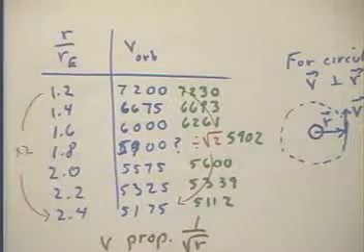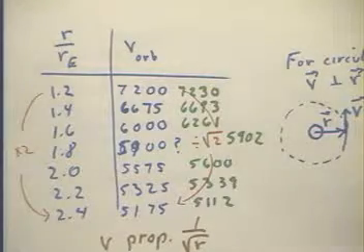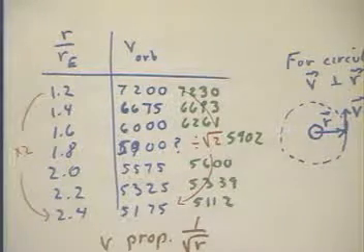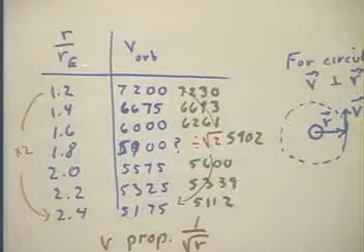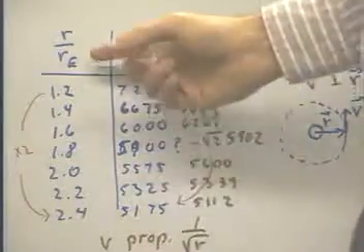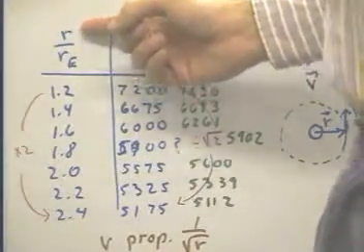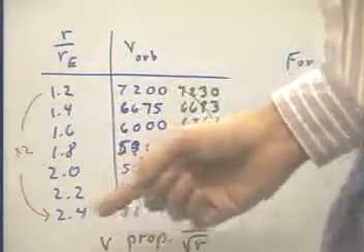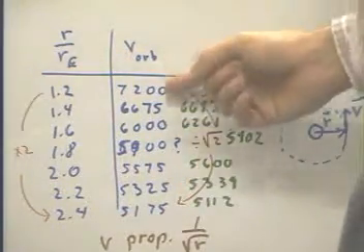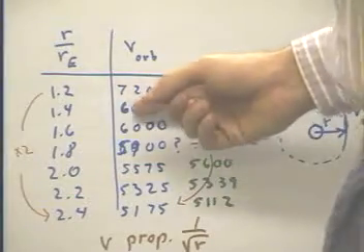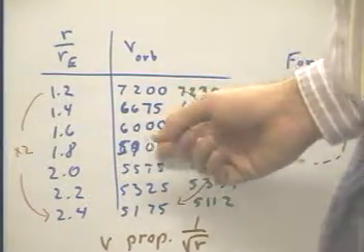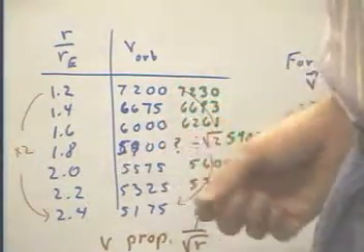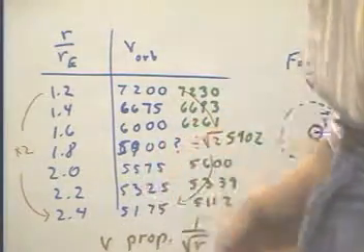Here we have data from the orbital simulation. Ratio of orbital radius to Earth radius goes 1.2 up to 2.4 by steps of 0.2. People observed orbital radii of 7,200, 6,675, 6,000, 5,900, 5,575, and so forth.